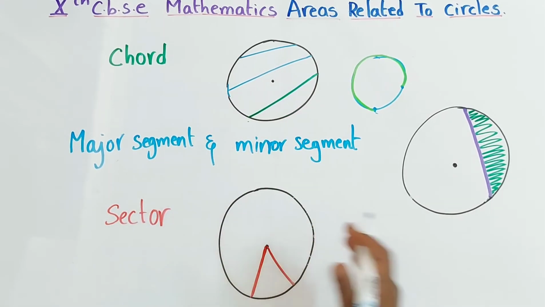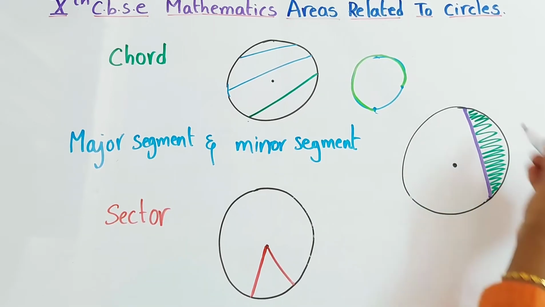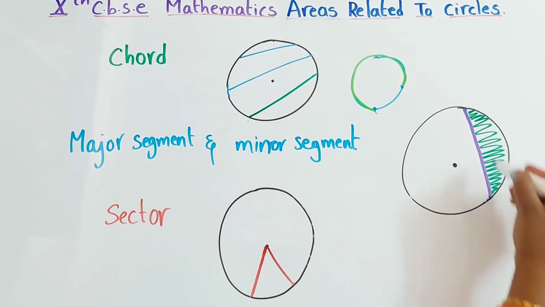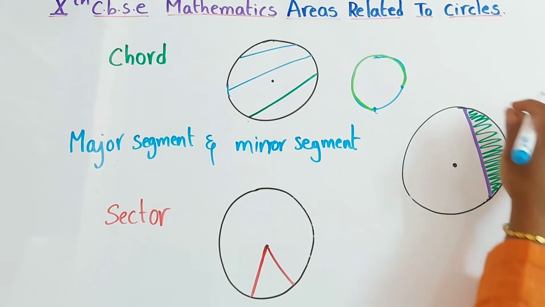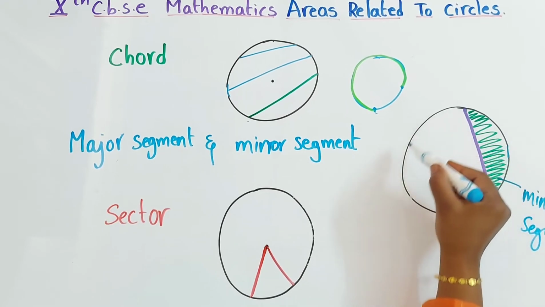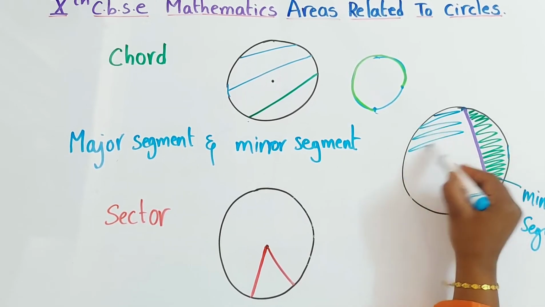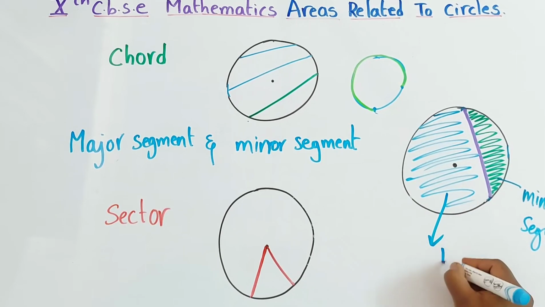Now major segment and minor segment of the circle, children. Segment means it's an area. Correct children? So minor segments. Let's have a look on minor segment. Minor means small. Small area by a chord and one minor arc. Correct children? So this small area with minor arc and chord, this is called minor segment. Now see, this is a major arc from this point to this point. Now this area by major arc and this chord, this area is called major segment.